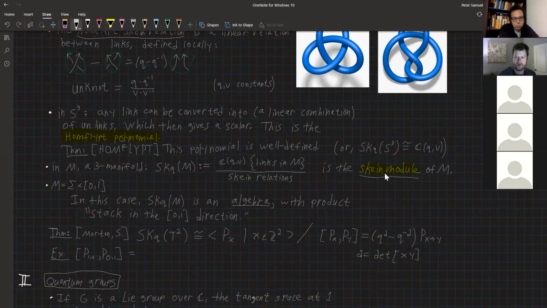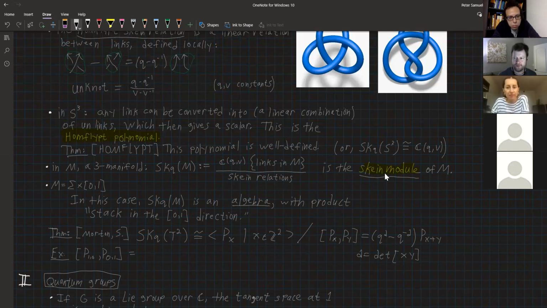Okay. So these vector spaces, if the manifold has some additional structure, these vector spaces also have additional structure. So for example, if the manifold has the form surface cross interval, then this vector space is actually an algebra. And the product is given by stacking in the 0-1 direction. It's a little bit like the composition in the fundamental group. And this stacking is associative because we're considering things up to isotopy, so you can rescale things in the 0-1 direction.